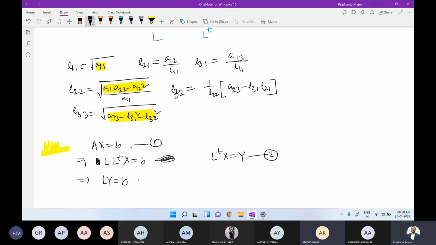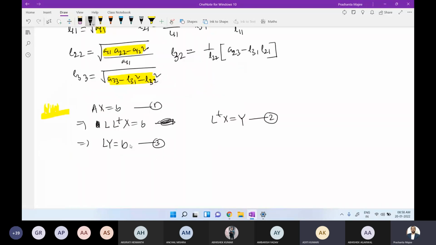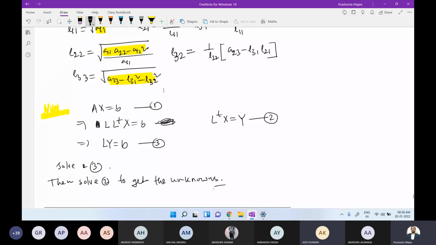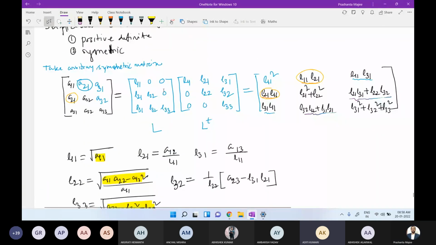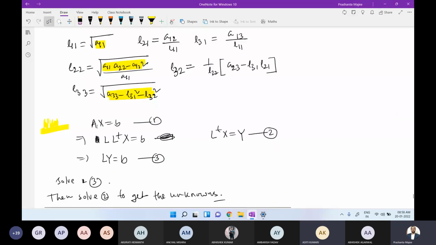So first solve equation number 3. Y will be known to you. Then, using that known Y, solve equation number 2 to get the unknowns. Now you see here the calculation is very much less compared to the LU decomposition method. But the restriction is more: the matrix has to be symmetric. So this is the idea of the LU decomposition method and the LL transpose decomposition method.